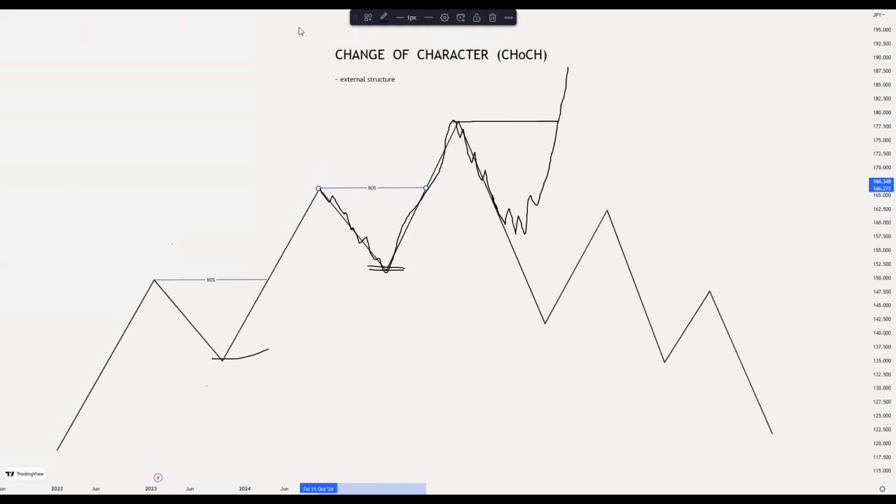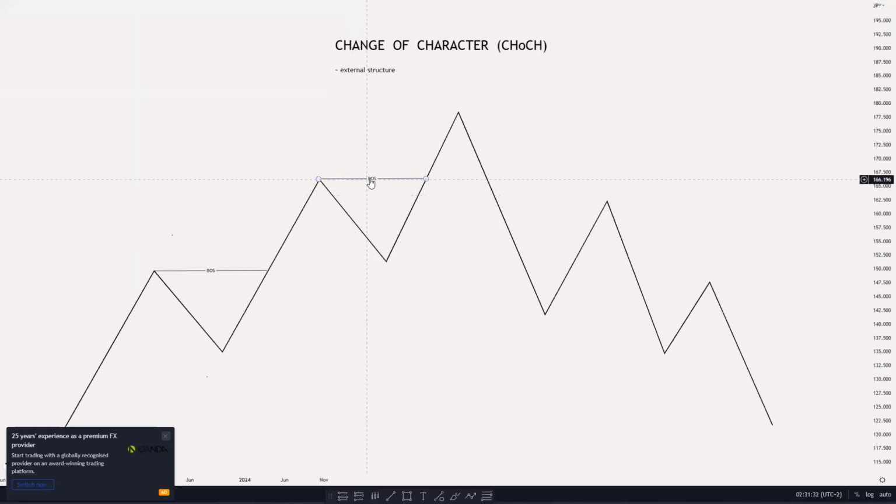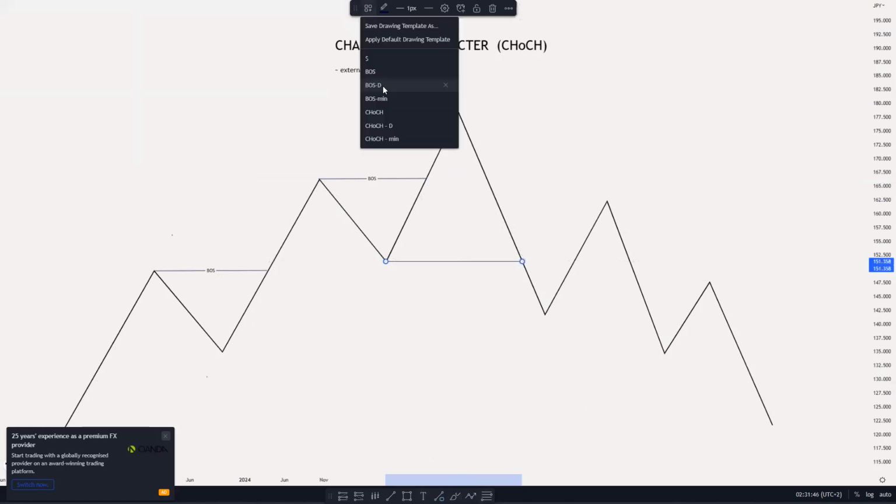But what are we seeing? We're seeing the price coming below this point, right? So the moment the price comes below this point here, now we know that, okay, we've changed character. This is a change of character.